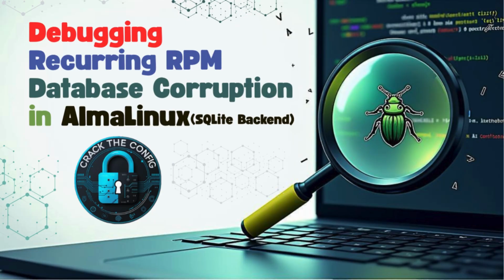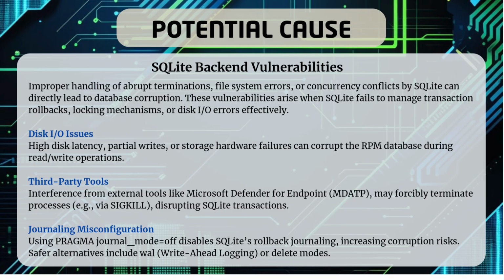The topic we will tackle in this video is how to debug recurring RPM database corruption in AlmaLinux that uses SQLite Backend for RPM database. Improper handling of abrupt terminations, file system errors, or concurrency conflicts by SQLite can directly lead to database corruption. These vulnerabilities arise when SQLite fails to manage transaction rollbacks, locking mechanisms, or disk input-output errors effectively.